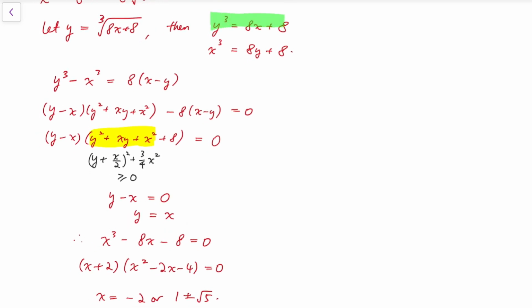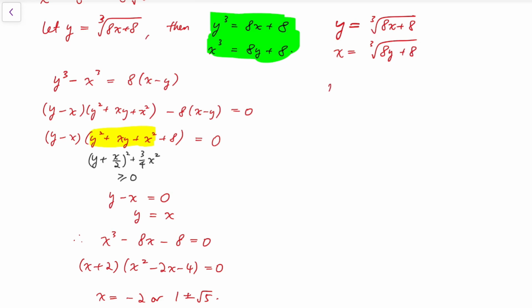And the second approach to solve this system is to notice that from the first equation, we can write y as a function of x, which is this. And we can do the same for the second equation. And apparently, they are just inverse functions. Each equation represents an inverse function of the other equation.